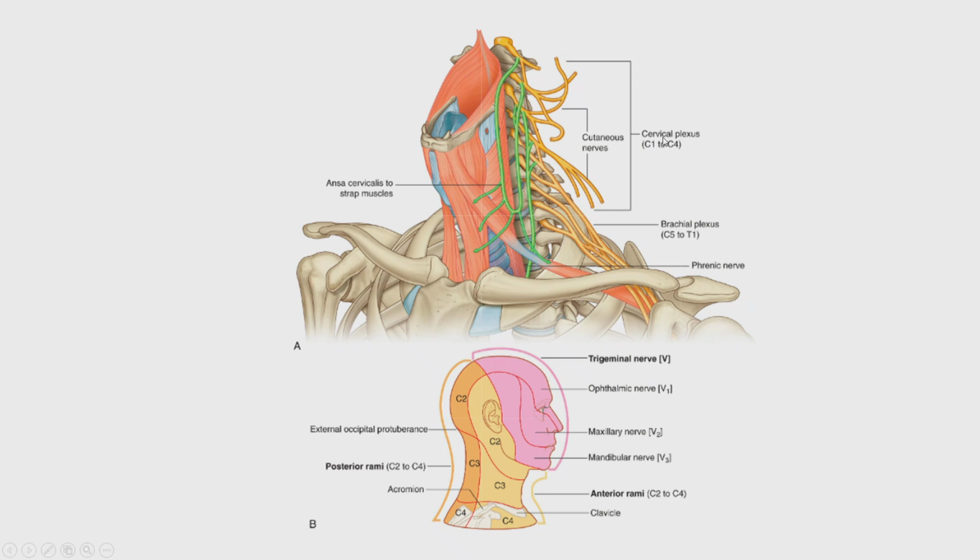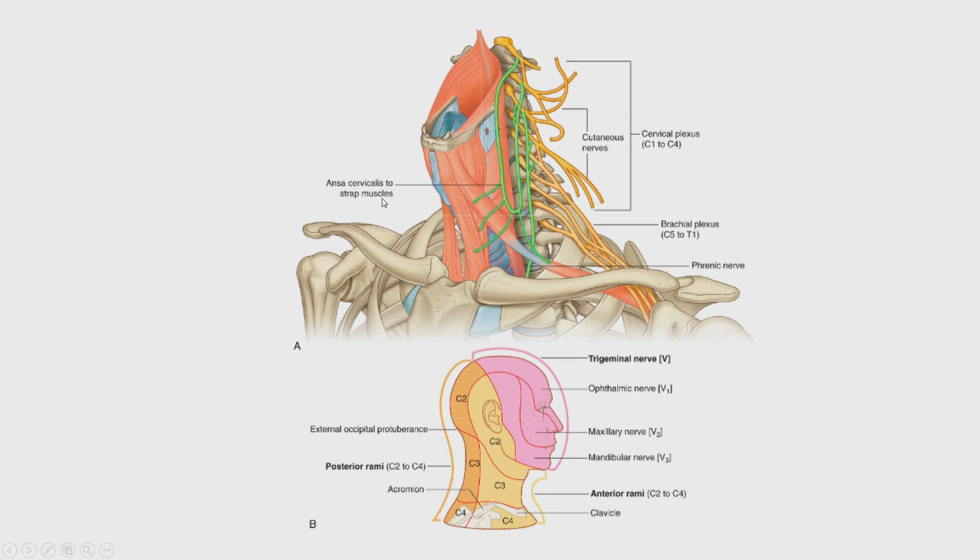And from this plexus arise some nerves that are responsible for the sensitive innervation of the neck region and some part of the head region. And also, as I mentioned, some of these branches make the ansa cervicalis, the deep ansa cervicalis, which is responsible for the innervation of most of the infrahyoid muscles, which are called strap muscles.